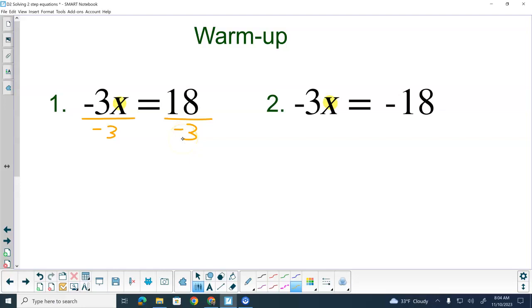Yesterday we were seeing a lot of people adding 3 there, and we were also seeing people just dividing by +3. Okay? And so we have to divide by -3 there. So on the left side, -3 divided by -3 makes it go away. That's why we did it. Okay? So then that gives me x. And +18 divided by -3 is -6. Okay?